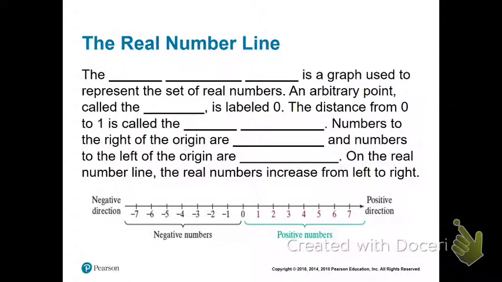So we start out talking about the real number line. And so the real number line is a graph used to represent the set of real numbers. An arbitrary point called the origin is labeled 0. The distance from 0 to 1 is called the unit distance. And hopefully that makes sense because from 0 to 1 it is 1 unit, so this would be the unit distance.